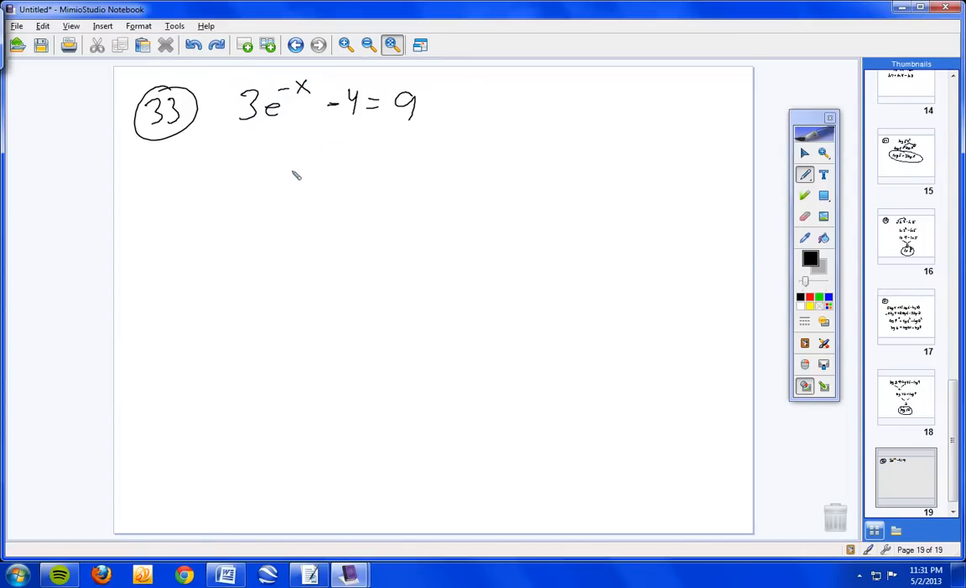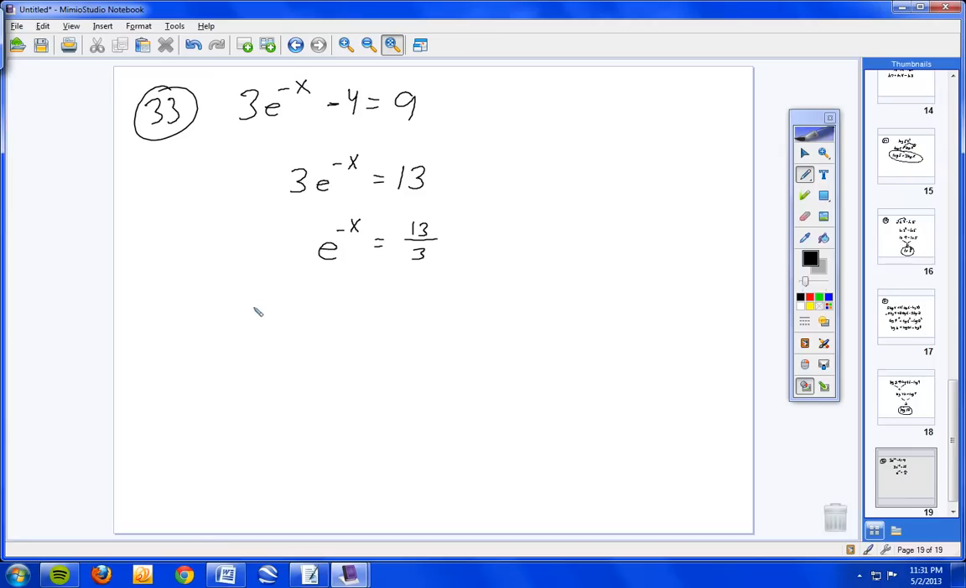Let's add 4 to both sides. So if we add 4 to this side, it cancels out the negative 4. If we add 4 to the right side, we get 13. Now we've got to divide both sides by 3. So if we divide the left side by 3, that would cancel out this 3 right here, and that would cancel out. And then over here we divide by 3 also, so 13 over 3.